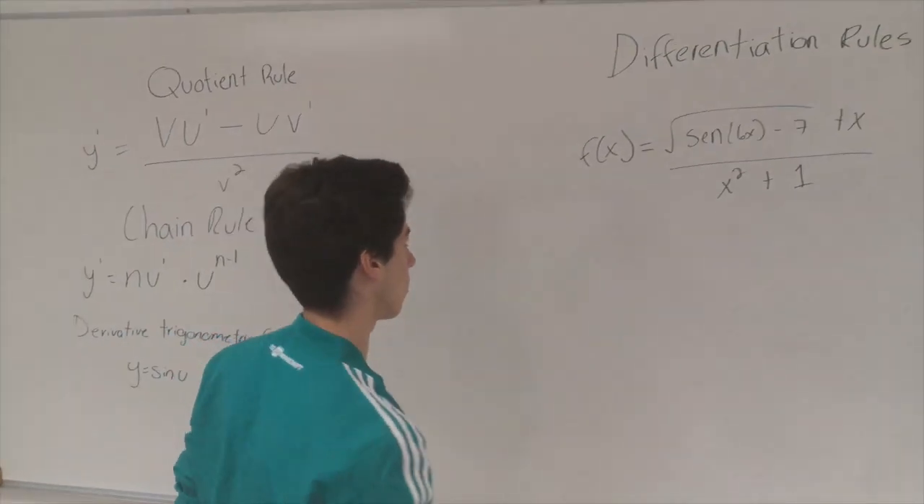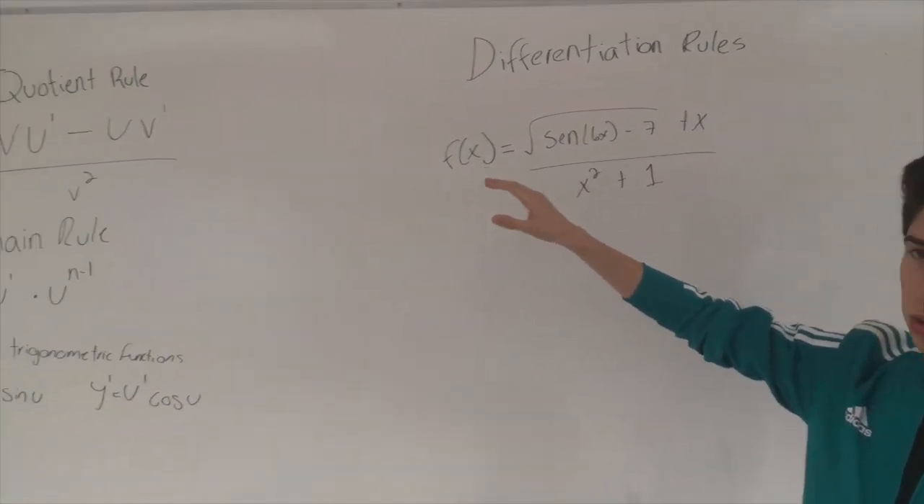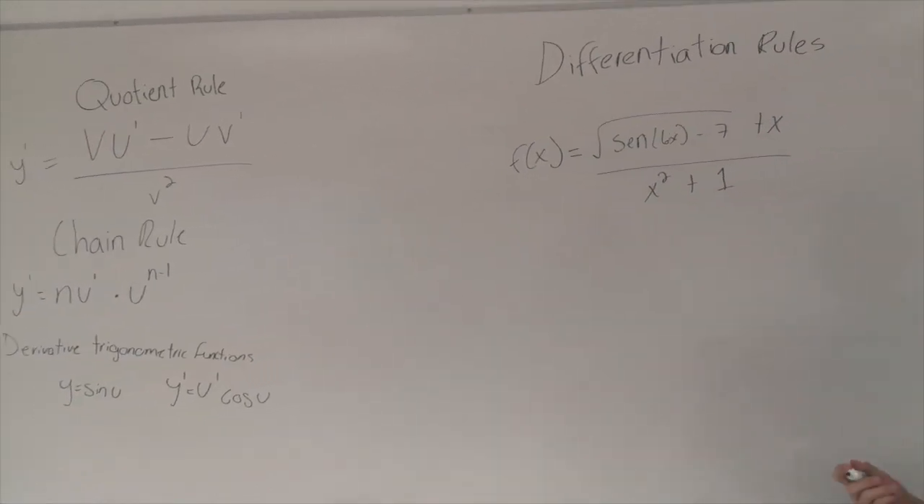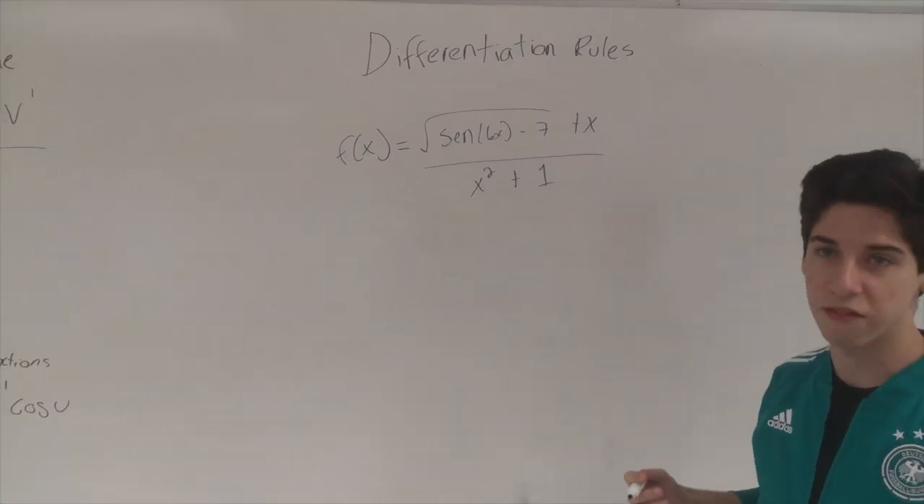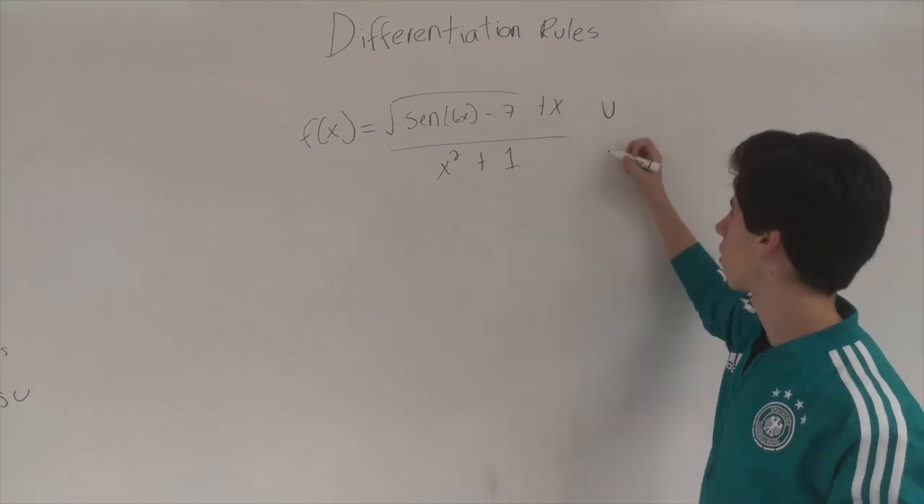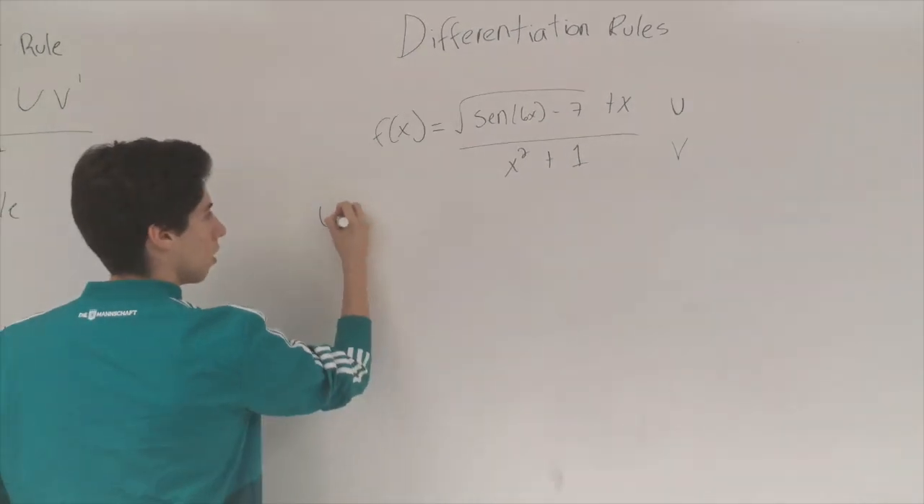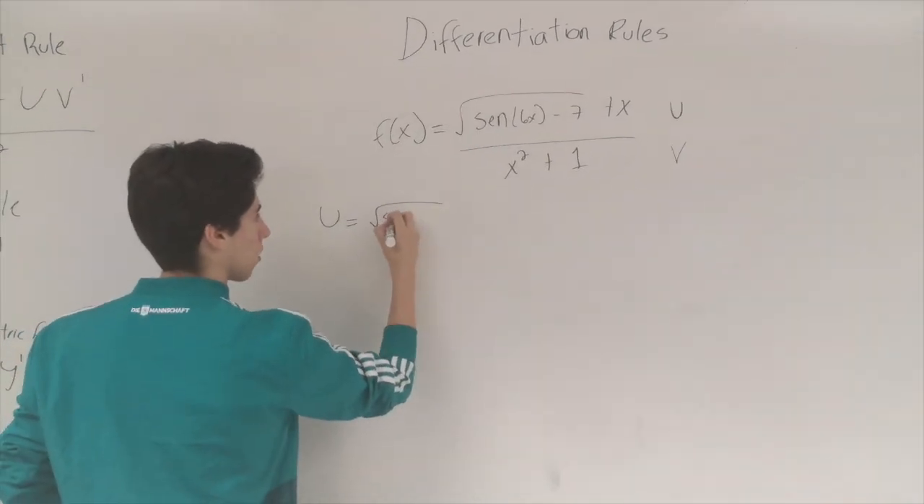So in this case, we can observe that the problem has a situation where the quotient rule applies, which means that we need to identify u and v. So the values on top would be known as u, and the ones on the bottom would be known as v. So we need to establish them.